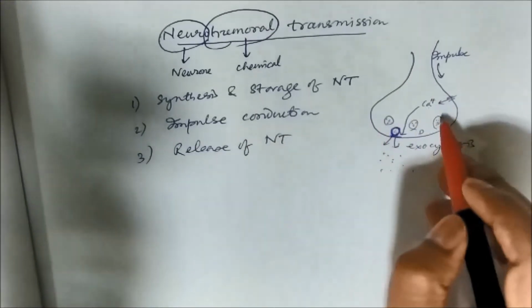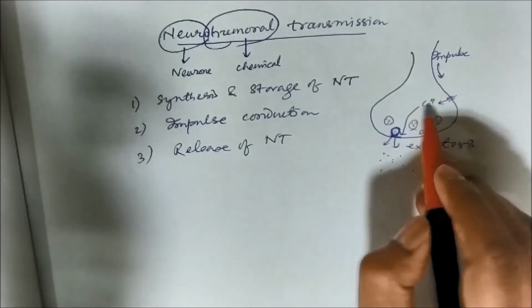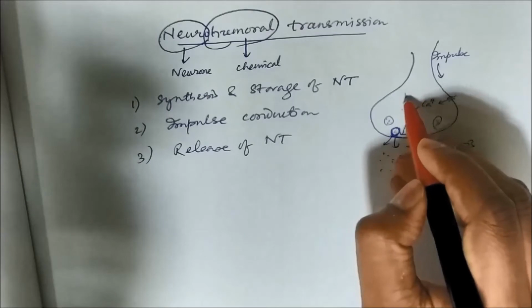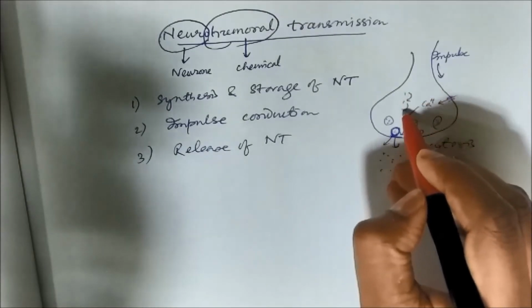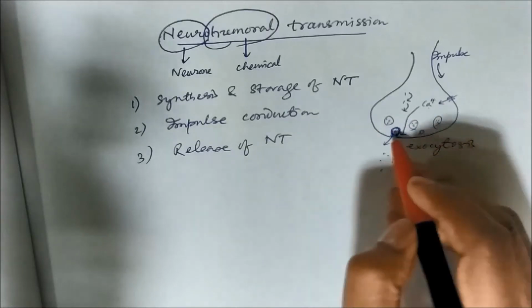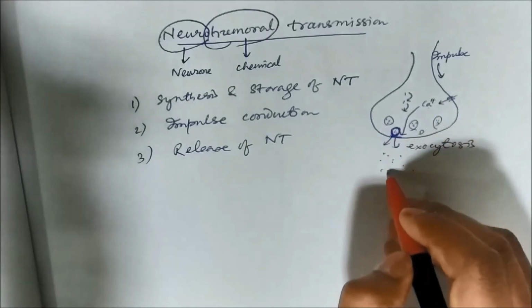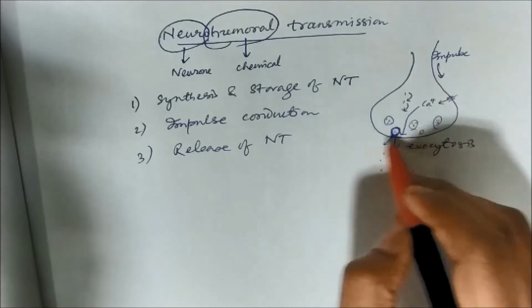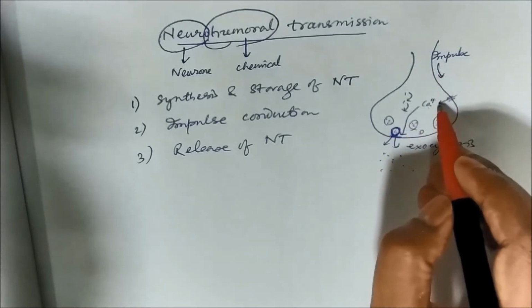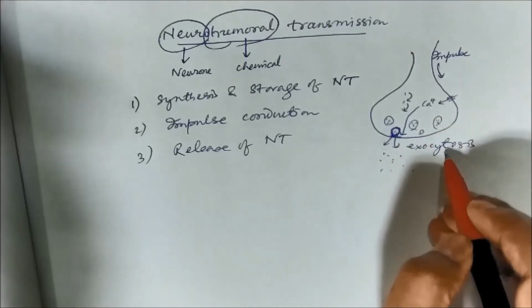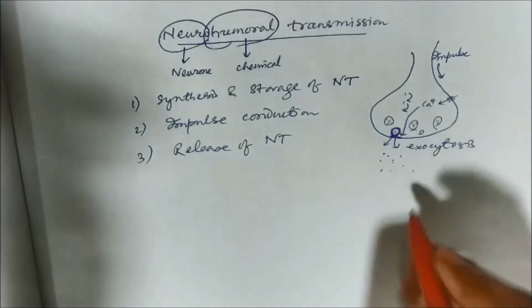So the first step is synthesis and storage: the neurotransmitters are synthesized in different steps, then stored inside the synaptic vesicles, then released. When the impulse is conducted through this nerve ending, calcium enters and causes fusion and exocytosis, and then release of neurotransmitters.